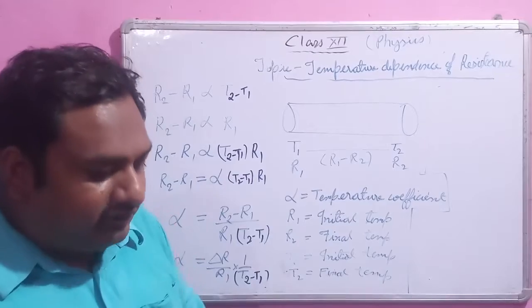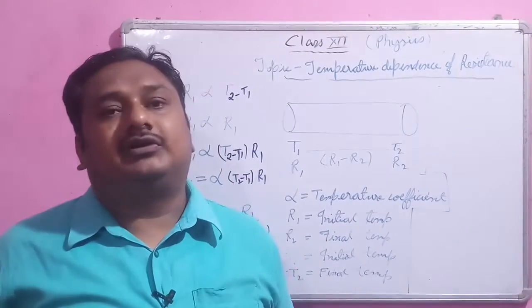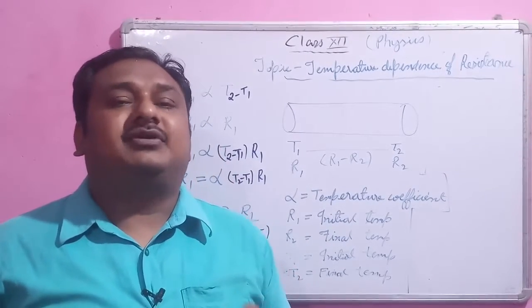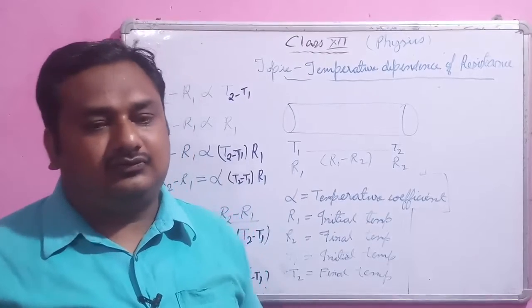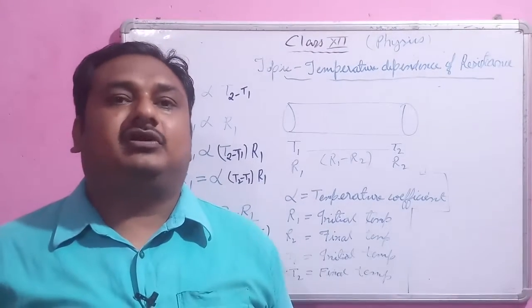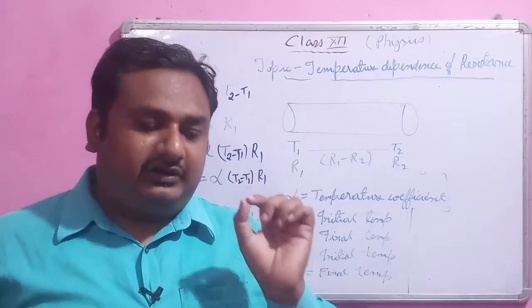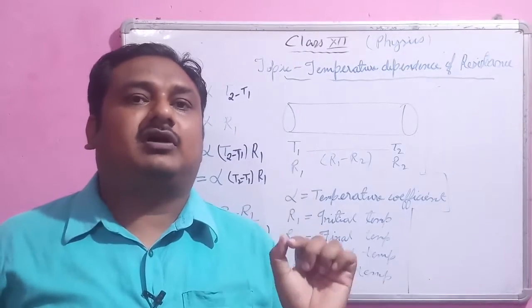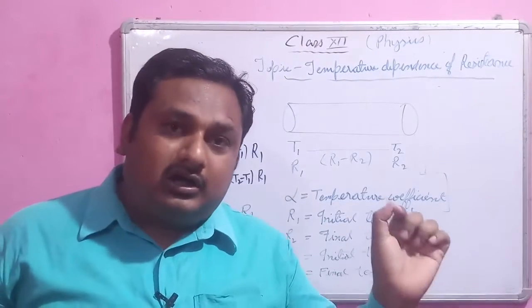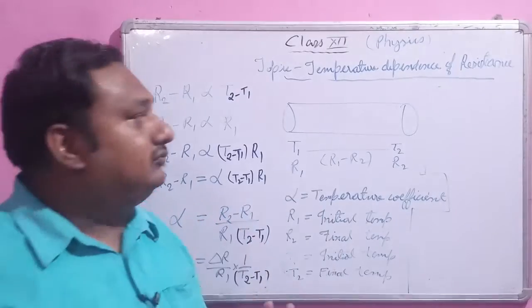Now today a new term arises, that is the temperature coefficient of resistance and temperature coefficient of resistivity. So what is that? Temperature coefficient of resistance simply relates the temperature of a conductor with the resistance of a conductor. Now let's see how.